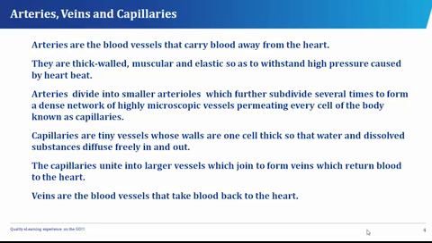Now the capillaries are actually very thin-walled, so that substances can freely permeate from the capillaries into the tissues and back. For the ease of exchange of materials between the blood and other surrounding tissues, the capillaries have to be thin-walled. Capillaries are tiny vessels whose walls are one cell thick, so that water and dissolved substances can diffuse freely in and out. The capillaries unite into larger vessels which join to form veins which return blood to the heart.